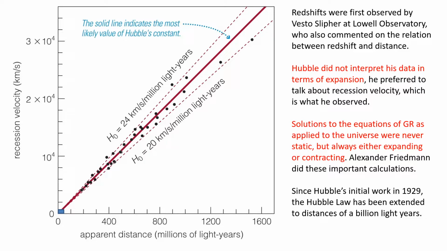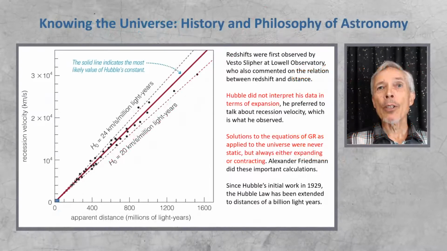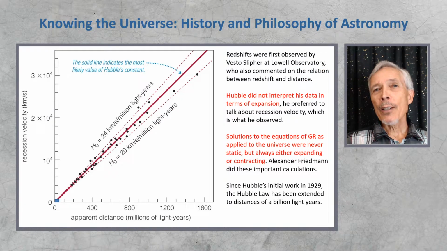And he actually never talked about the expanding universe, or an expanding universe at all. He was a pure observer, and so he preferred to talk about recession velocity, which is what he observed. This is the quality of Hubble that's very important. As an observational astronomer, he was careful not to make unnecessary inference. He just talked about recession velocity. These objects were moving away from the Milky Way with this speed, what he observed.